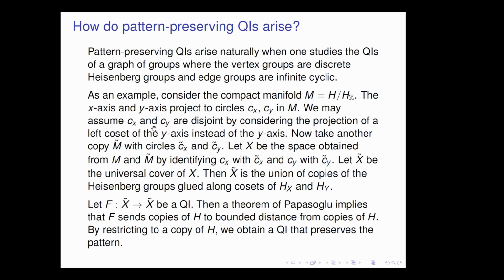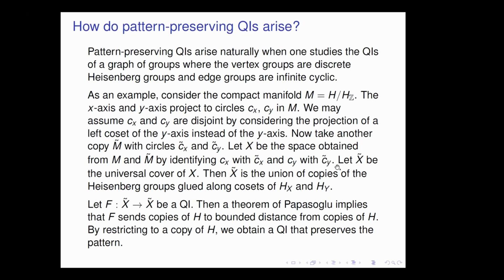Okay, so I don't know if you have to assume this. You can assume the circles are disjoint by just considering a projection of a coset of the y-axis instead of the y-axis. Right? Now, you take another copy of the manifold M tilde with circles Cx tilde and Cy tilde, and glue them together by identifying the circle Cx with the circle Cx tilde and Cy with Cy tilde.